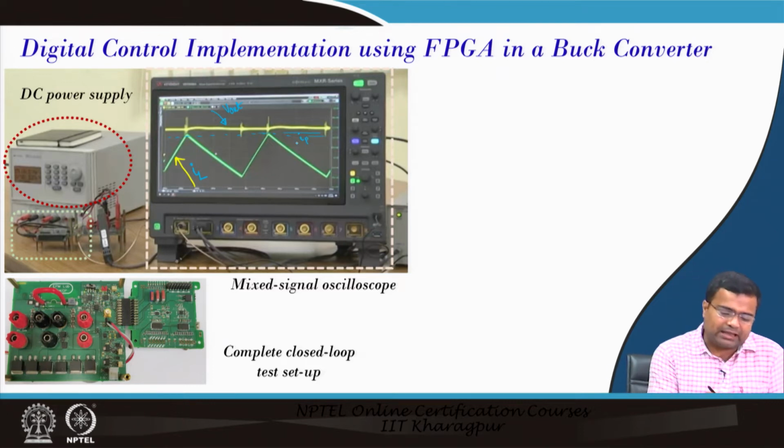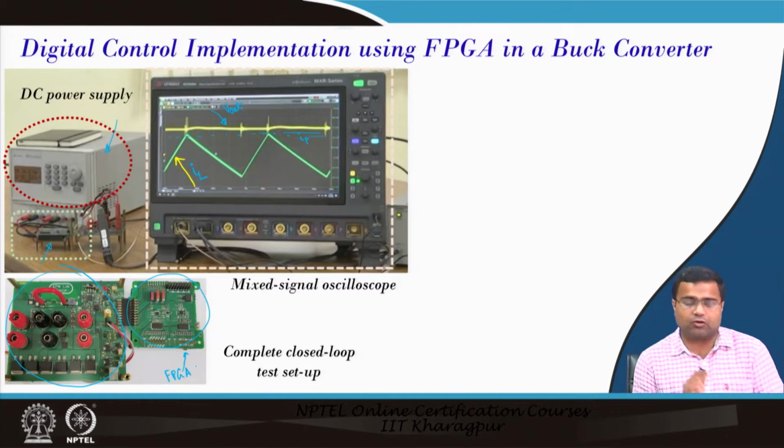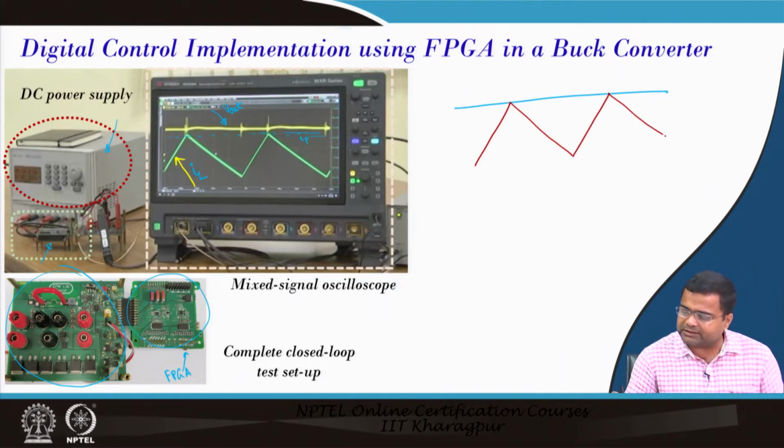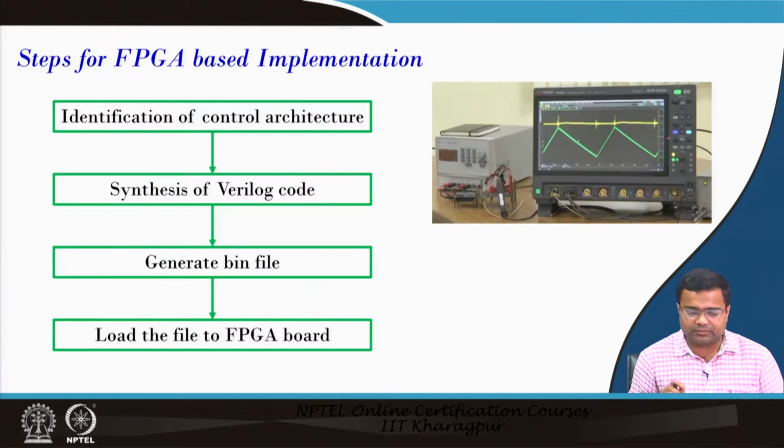Okay. And this is a power supply, and this is our actual kit, which consists of this power stage board, signal conditioning board, and at the bottom there will be an FPGA, the complete setup. Here we are using a fixed current reference, and the inductor current is just touching this, but in the subsequent lecture we will do closed loop.